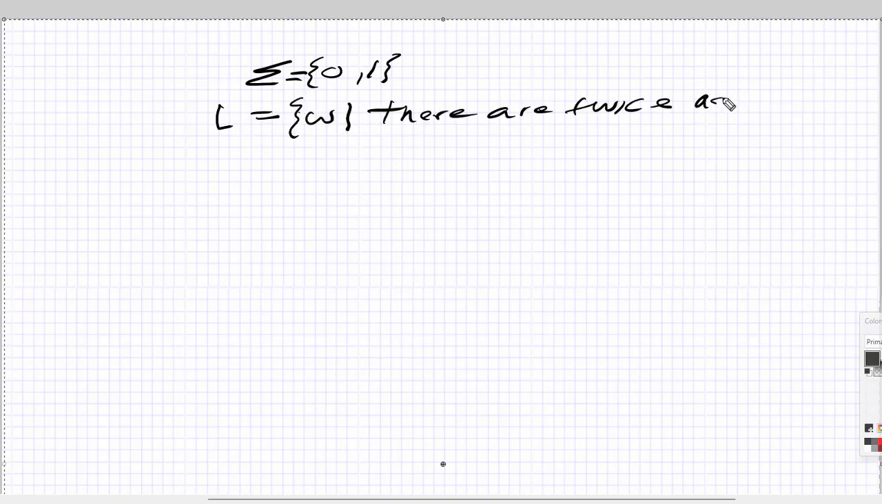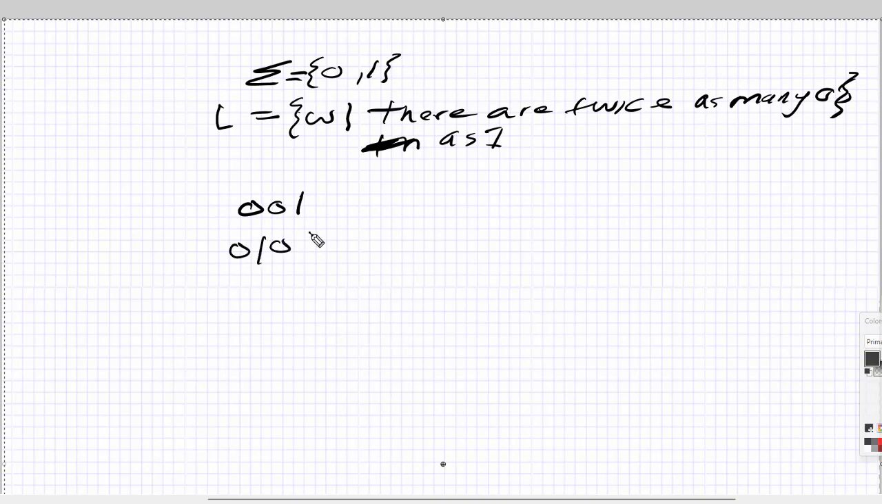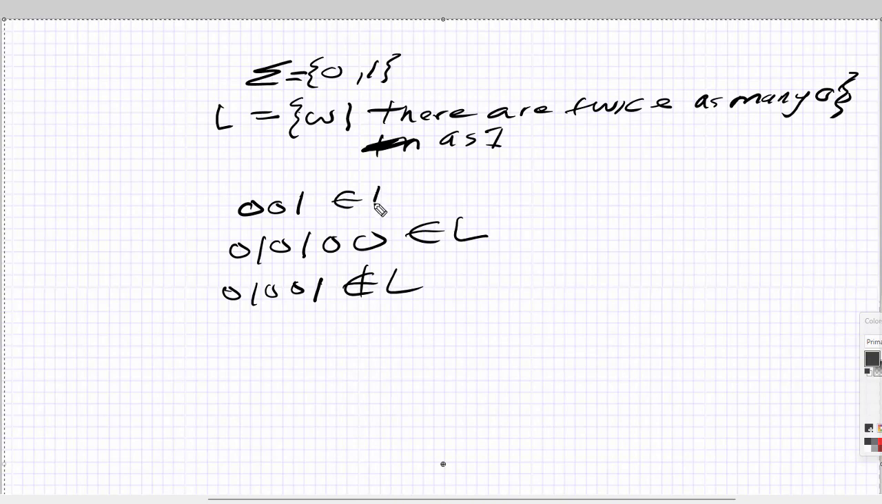The alphabet is again 0, 1. The language is the set of words such that there are twice as many zeros as ones. To be acceptable by this language, we need the number of zeros to be twice the number of ones. So if we have 0, 0, 1, that's accepted because we have 2 zeros and 1 one. Let's say 0, 1, 0, 1, 0, 0. It's also part of the language. But 0, 1, 0, 0, 1 is not part of the language because we have two ones and three zeros, so it's got to be 4 zeros. So this is not part of the language. This is part of the language, and so is this.